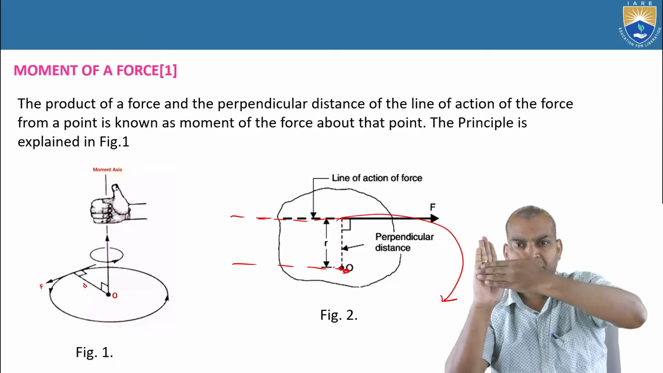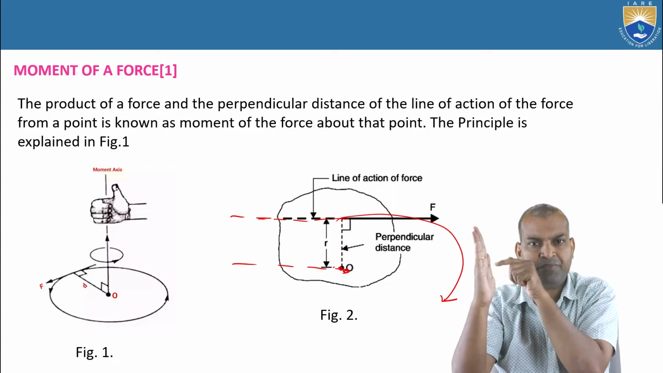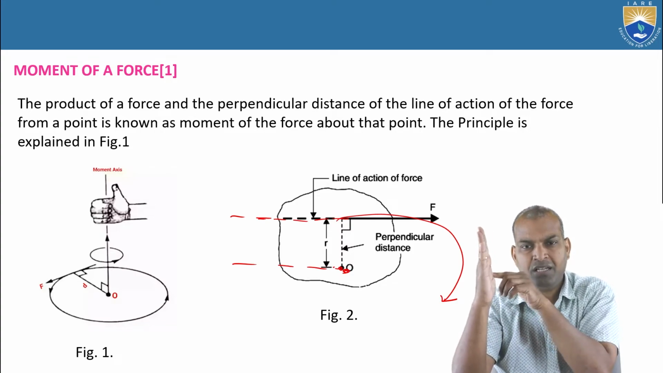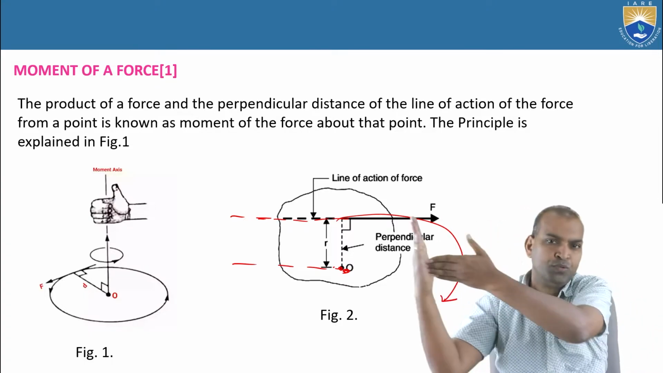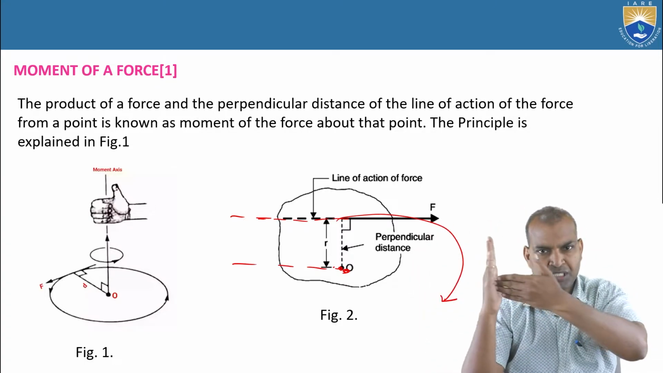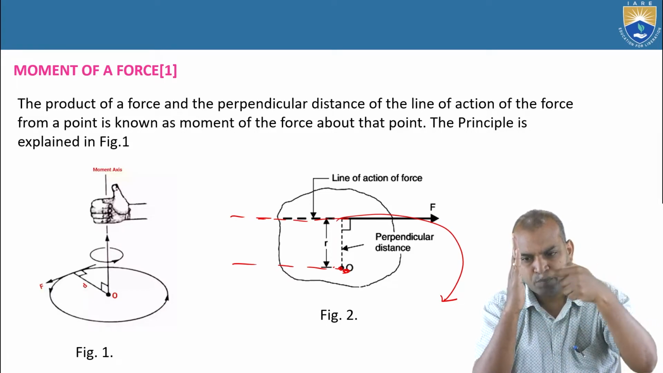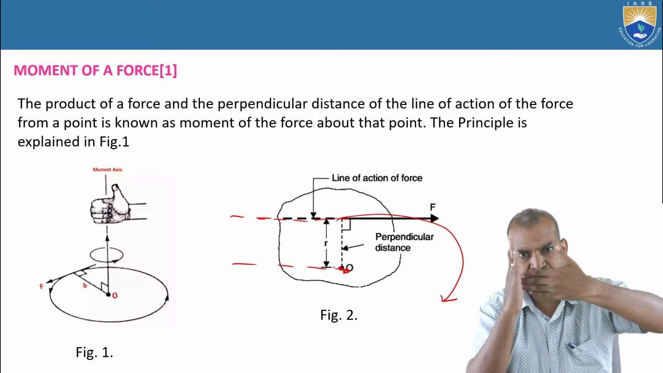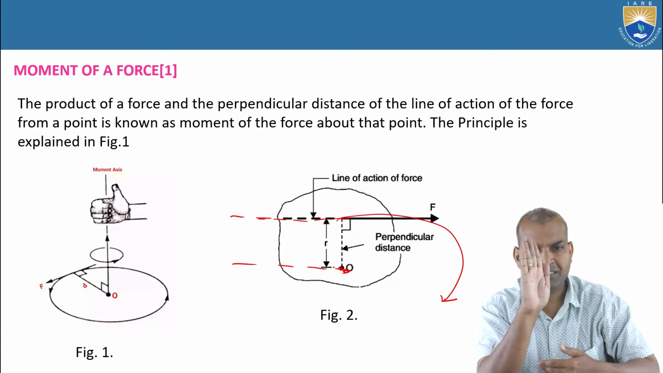Because of the rotary motion, the door is hinged at one end. This is the pivot point. If there is no pivot point and you push the door perpendicularly, it moves linearly. If you pivot at one end and give the force perpendicularly, then immediately it rotates. It moves like that. Alright.